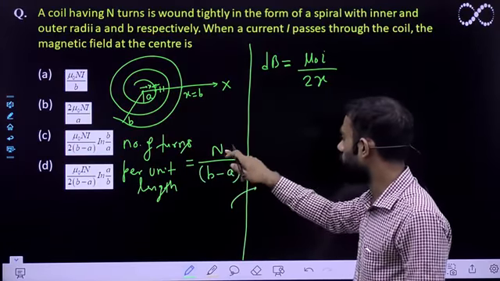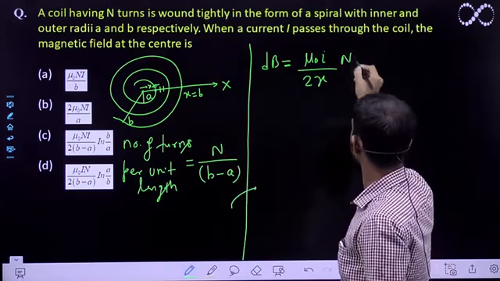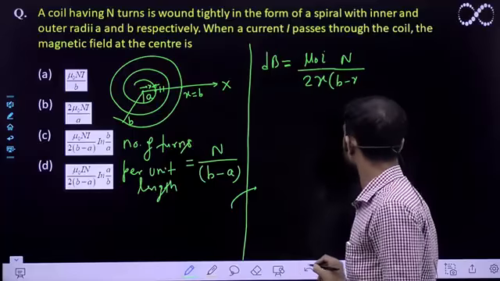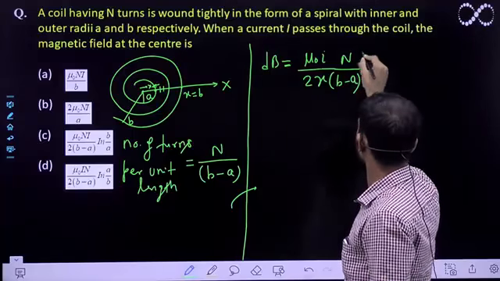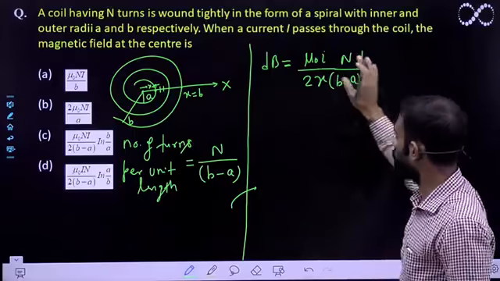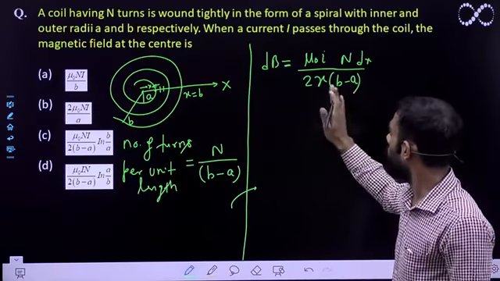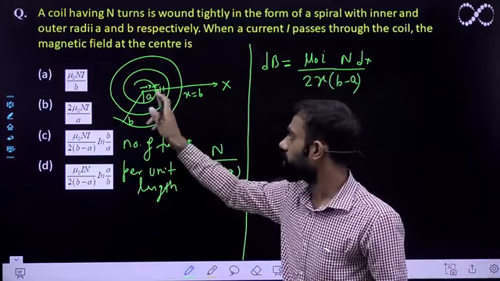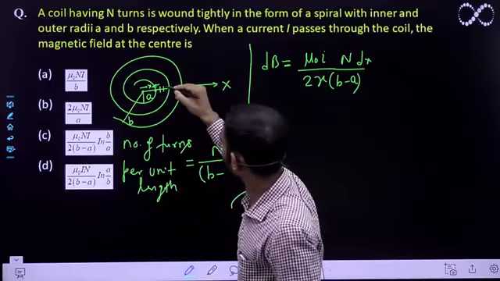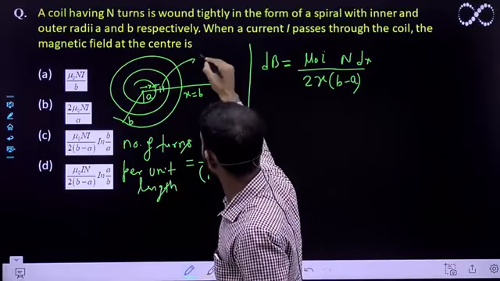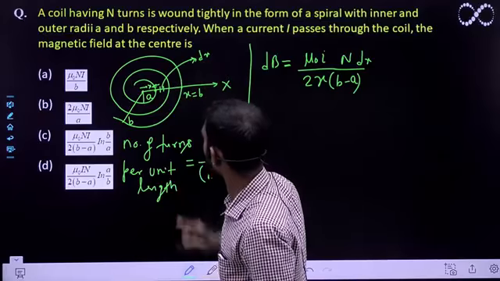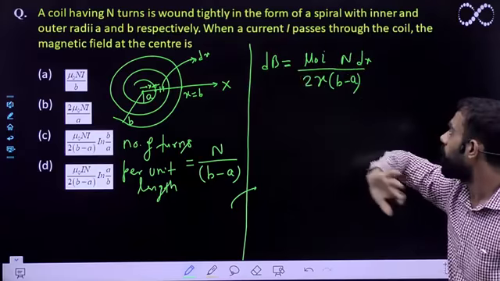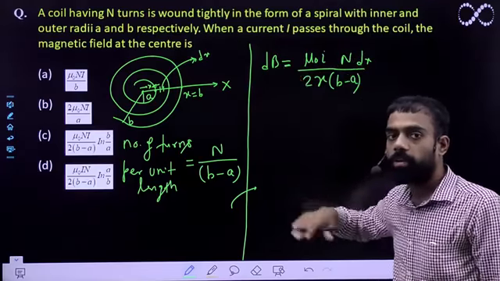See, the number of turns per unit length is n upon b minus a, and into dx. So this is the number of turns in this dx length, and for one turn the magnetic field will be mu naught I upon 2x, because the distance from the center is x. This is at any x, I have gone dx. So this is the magnetic field, and the small magnetic field I have taken is dB. Now I need to integrate, then I will get the total magnetic field.